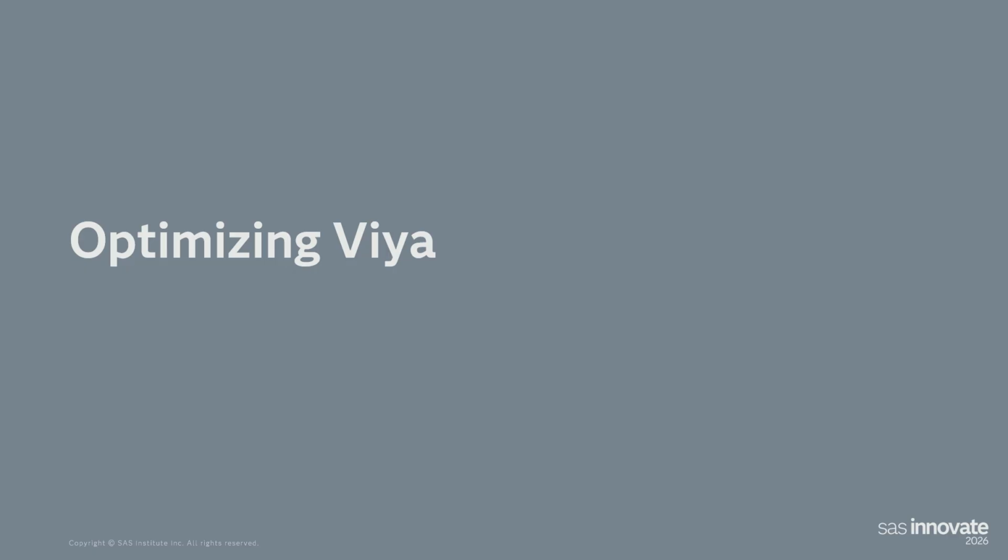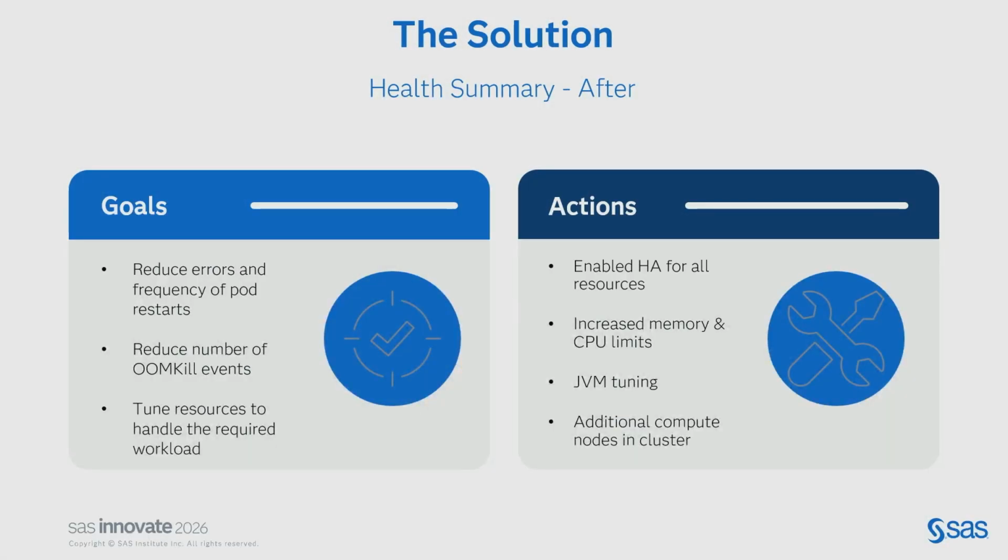In here, I think our primary goal is pretty simple. How do we stabilize the SaaS environment and ensure it could reliably support the level of workload the business required? So we focused on 3 key objectives: reducing the frequency of the pod restarts, minimizing the out-of-memory kill events, and tuning the resources so the platform could handle peak concurrency with confidence. To achieve this, we took a focused and iterative approach. The first thing is we tuned the critical stateful sets to improve overall VIA stability.